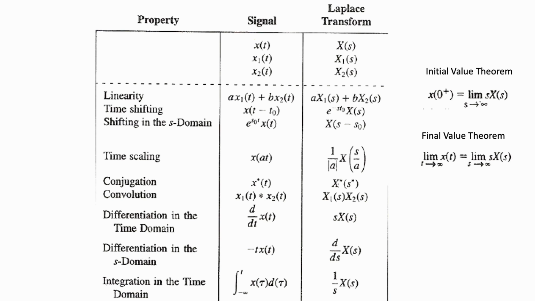First, if you take any x of t, this is a time domain signal. The signal can be represented in the Laplace domain as x of s. Then x1 of t means x1 of s, and x2 of t is x2 of s. For the linearity property, a into x1 of t plus b into x2 of t, the Laplace transform of this is a x1 of s plus b x2 of s. So this is the statement for the linearity property. Now we will see in detail each and every property.